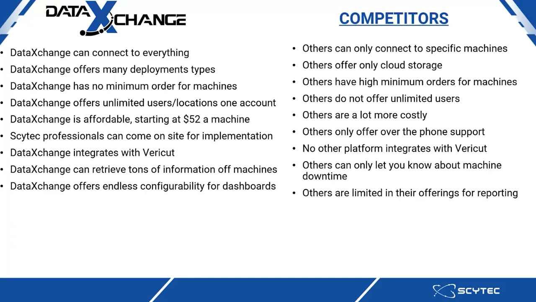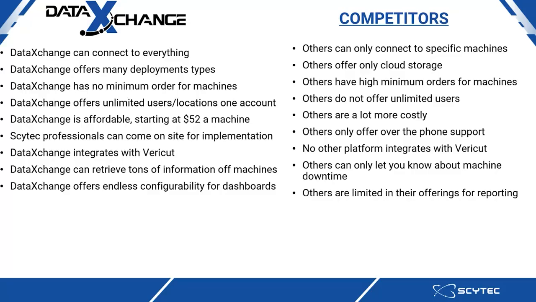And some of our competitors only offer cloud storage or on-premise and don't have the option to switch between one or the other. DataXchange also has no minimum orders for machines, which I mentioned earlier, and some of our competitors have high minimum orders for machines, which don't really support a lot of smaller job shops. One of our competitors only offers licensing for 10 and above machines.